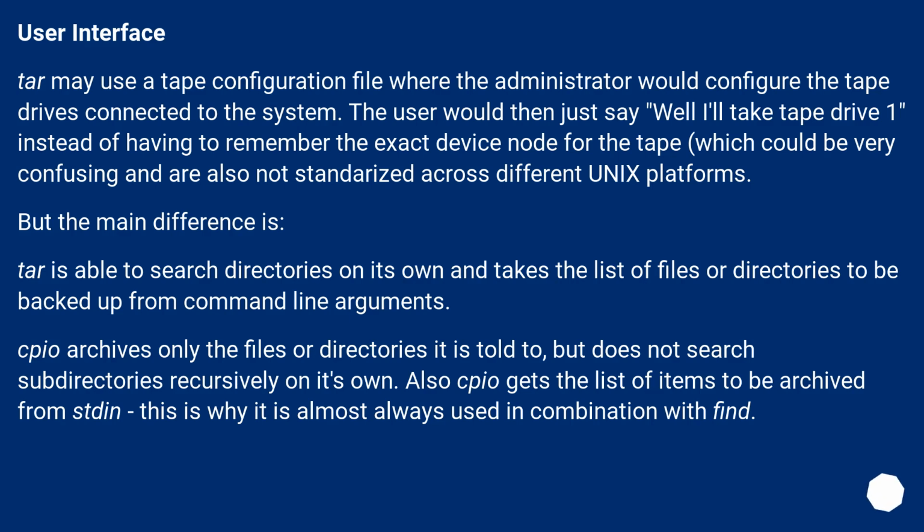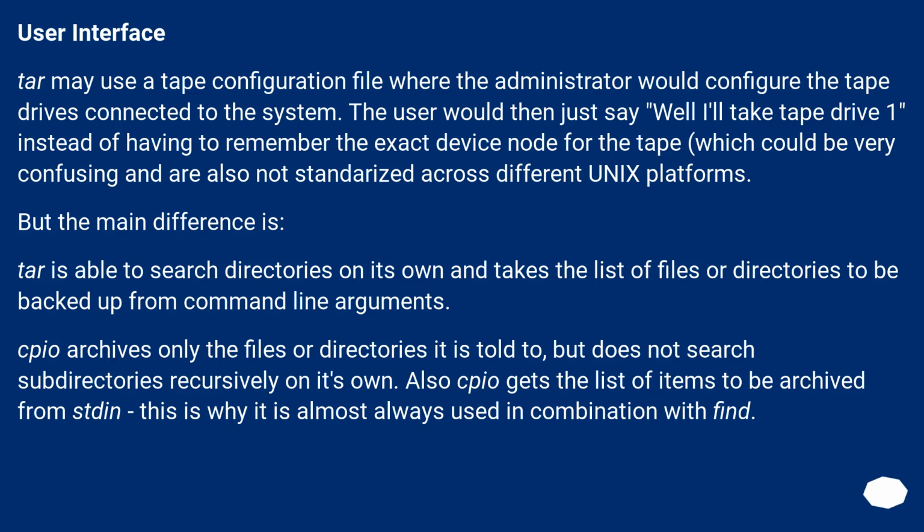User interface. Tar may use a tape configuration file where the administrator would configure the tape drives connected to the system. The user would then just say, well, I'll take tape drive 1 instead of having to remember the exact device node for the tape, which could be very confusing and are also not standardized across different Unix platforms. But the main difference is, tar is able to search directories on its own and takes the list of files or directories to be backed up from command line arguments. CPIO archives only the files or directories it is told to, but does not search subdirectories recursively on its own.